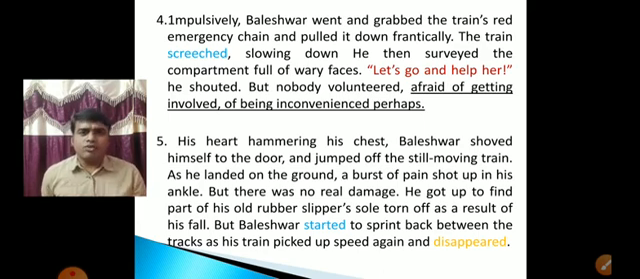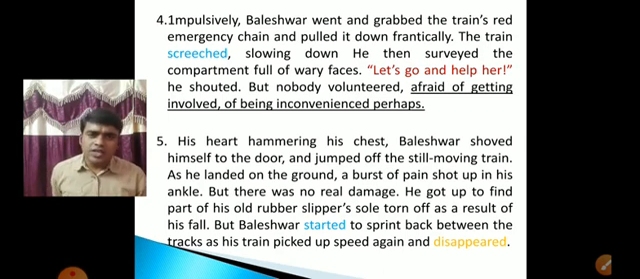Nobody volunteered. Volunteered in a sense, nobody came forward to help the lady. Why? They are afraid of getting involved, of being inconvenienced, perhaps. They are afraid of getting involved themselves.